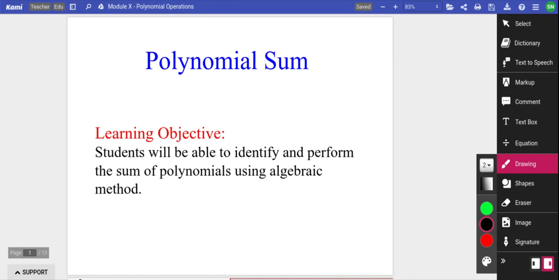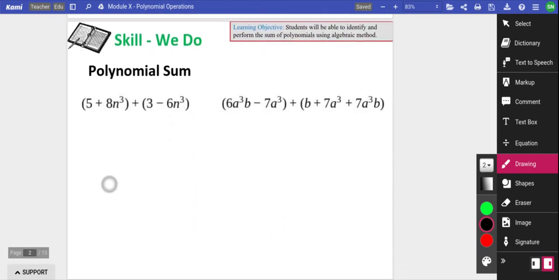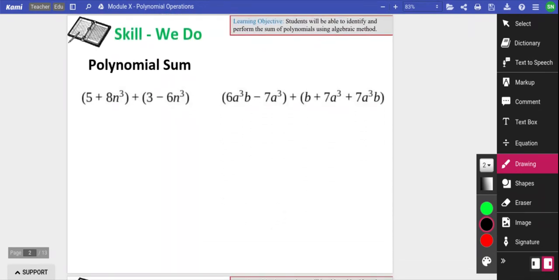Hello, in this video we will be performing the sum of polynomials using the algebraic method. So polynomial sum is another word for addition. We will be doing that with the following polynomials. So let's start with the one on the left.